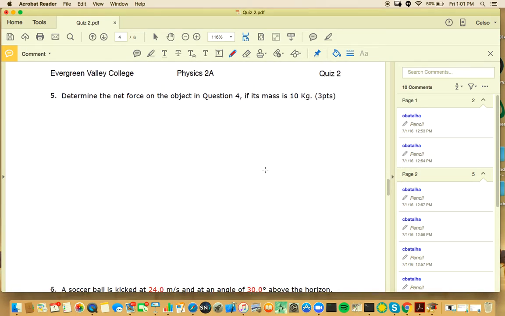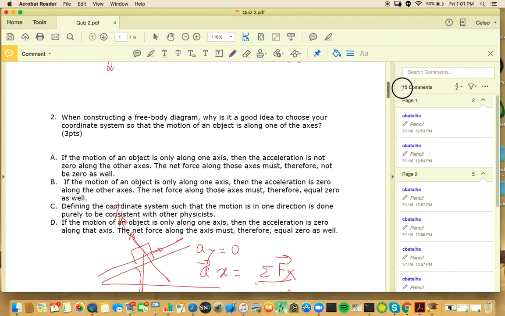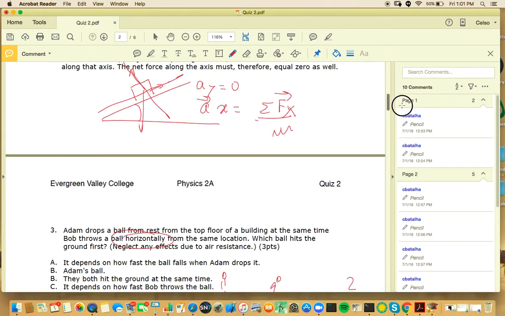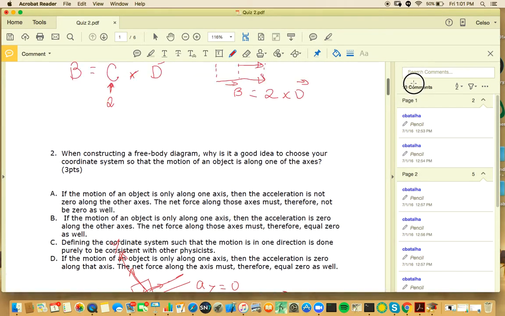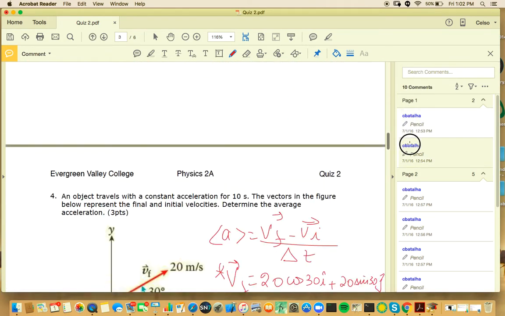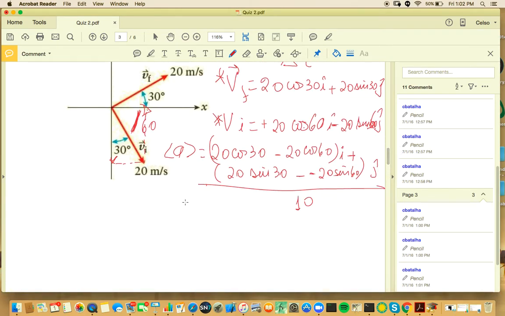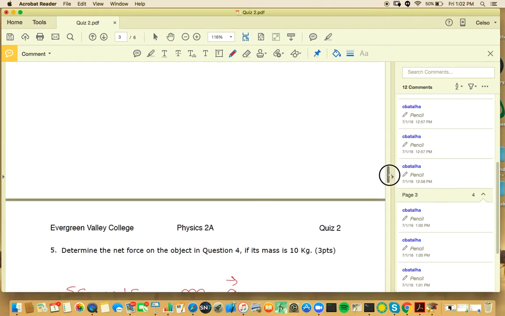Now, determine the net force on the object in question 4 if its mass is 10 kilograms. So it's kind of based on what we did over here, right? So we have the resultant acceleration. Where is it? Right here. So we have the resultant acceleration. So the net force is equal mass times acceleration. So that would be equal to 10 kilograms times whatever you got from here. Okay.